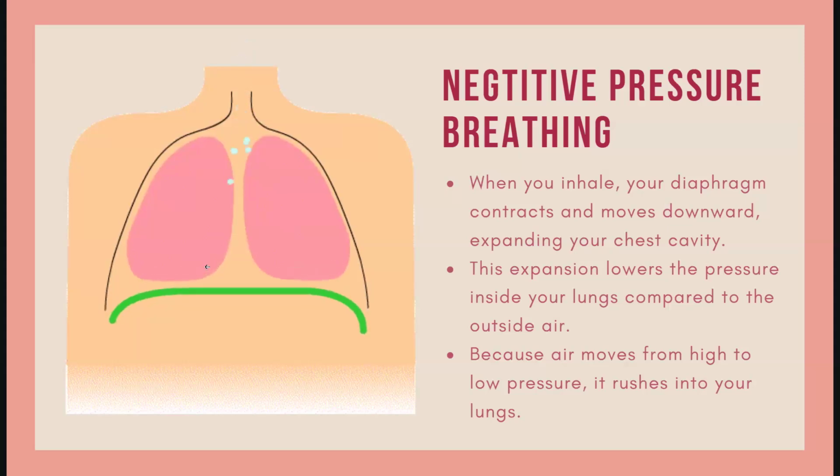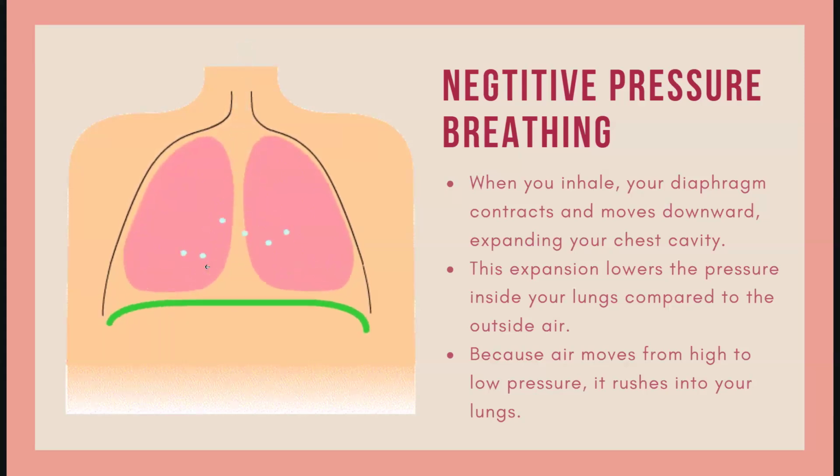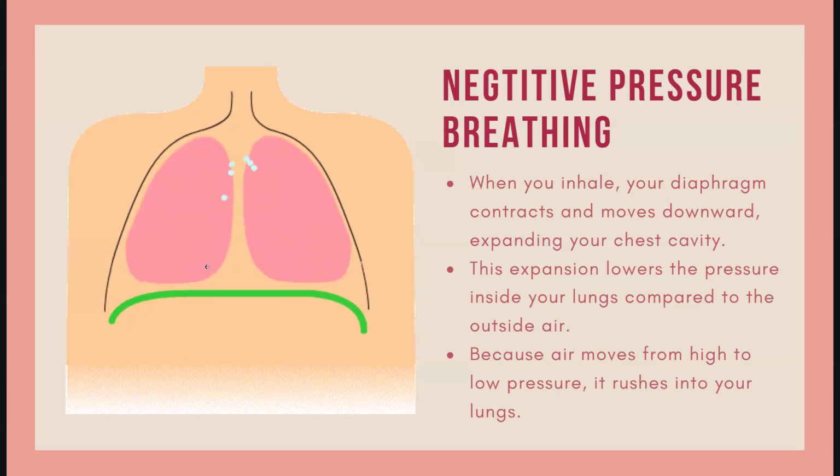You could think of positive pressure as a system that is blowing air into your lungs 24/7, like a fan. Negative pressure is a system that's drawing air in, allowing air to come through. That's the difference, right? Every time you inhale, your diaphragm contracts and moves downward, and this expands your chest cavity. This expansion lowers the pressure inside your lungs because there's more space and fewer air molecules per volume. And because air moves from high to low pressure, it rushes into your lungs.